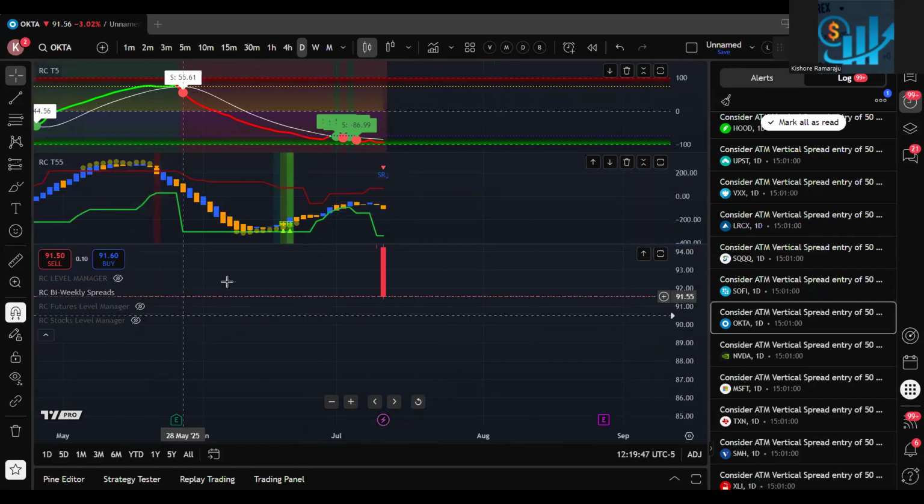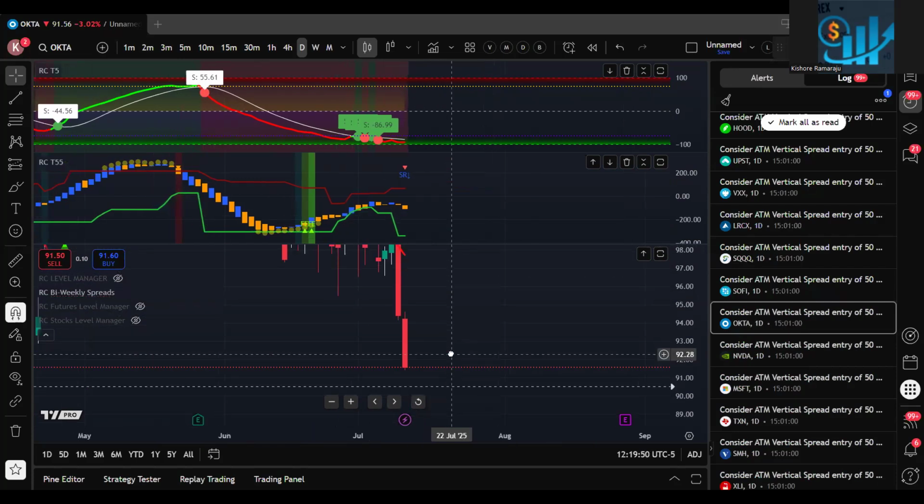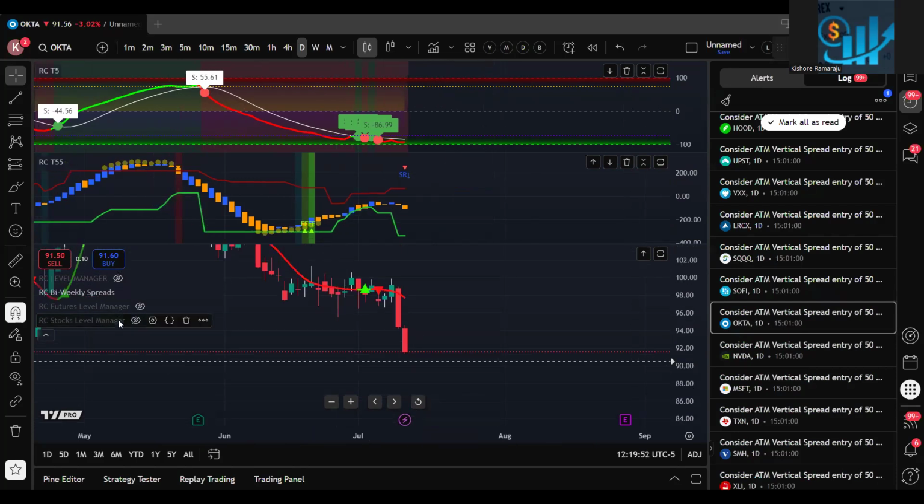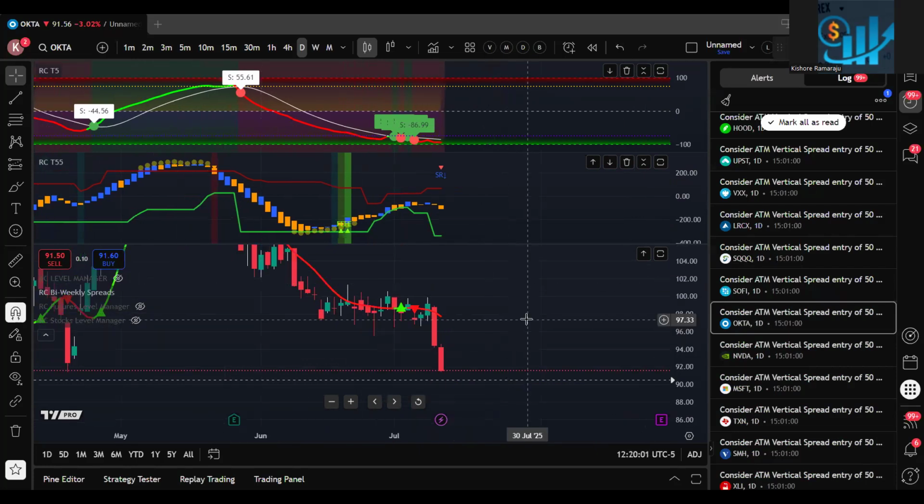So basically, if you are a scalper, you can use futures level, stocks level, or price pulse on 5 minutes, and you can do the trades. If you are more of a trader who doesn't have a lot of time and doesn't want to do scalping, then you have indicators like biweekly spreads, where you wait in the daily time frame and you take the confluence with T55 or T5 or price pulse.